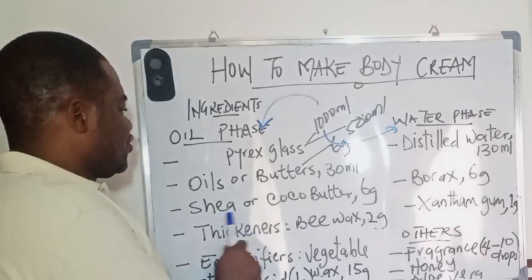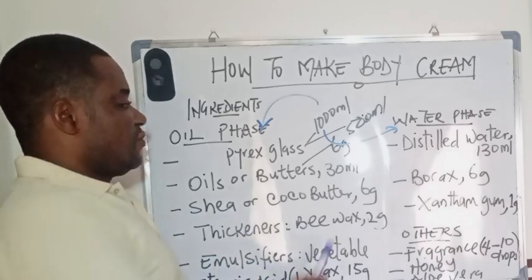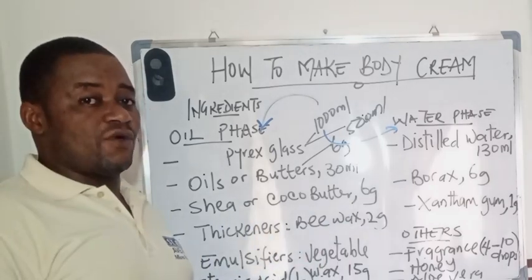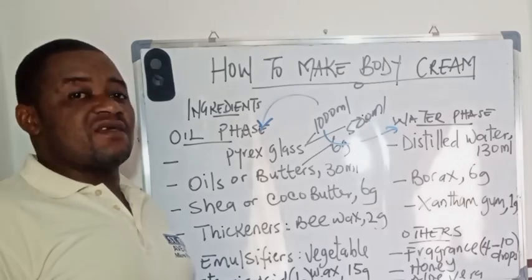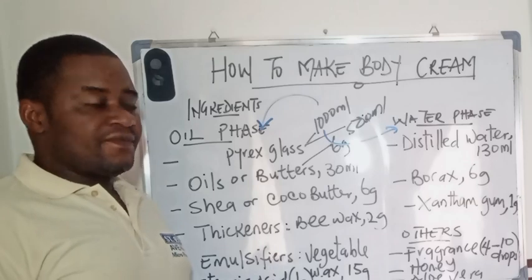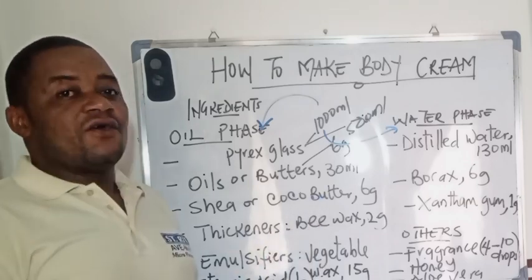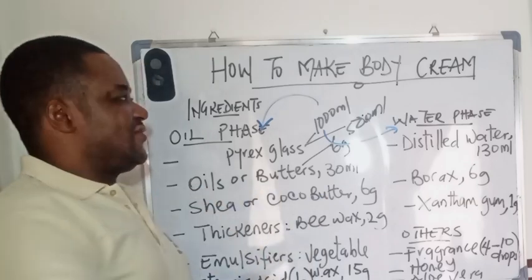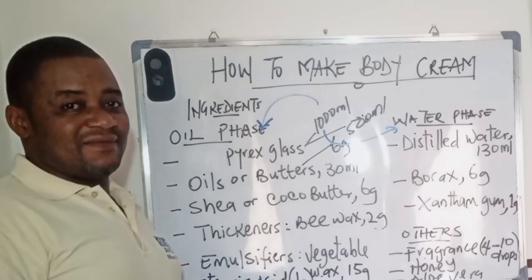Okay, now you measure shea butter. You're going to measure 6 grams of shea butter. So you weigh 6 grams. Shea butter is like butter itself, so it's a little bit solid. Weigh 6 grams of shea butter and add it into the Pyrex glass.